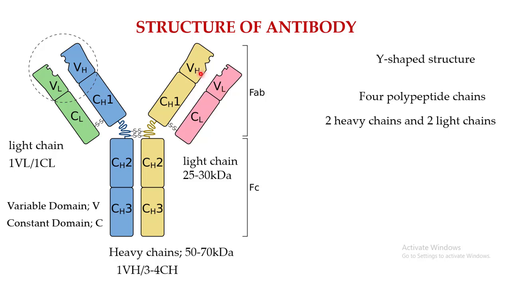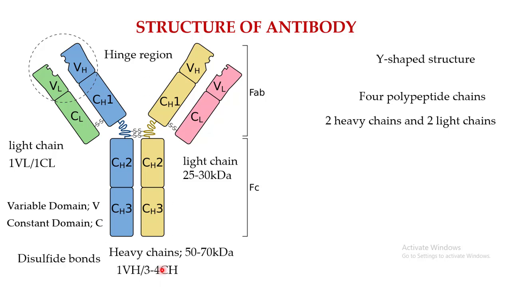When you talk about the constant domain, in contrast to the light chains, you are going to see 3 to 4 constant domains in the heavy chains, and you can see in this particular diagram there are three. This is the constant domain of the heavy chain number one, this is the constant domain of the heavy chain number two, and this is the constant domain of the heavy chain number 3. So you can expect up to 4 in different types of antibodies.